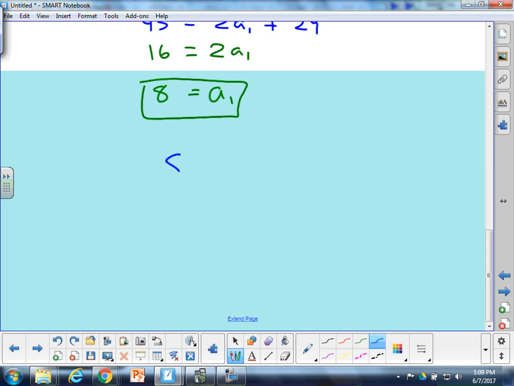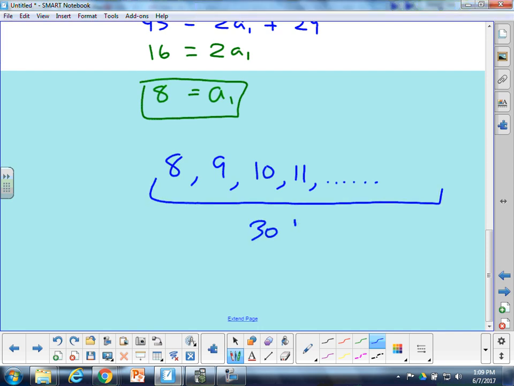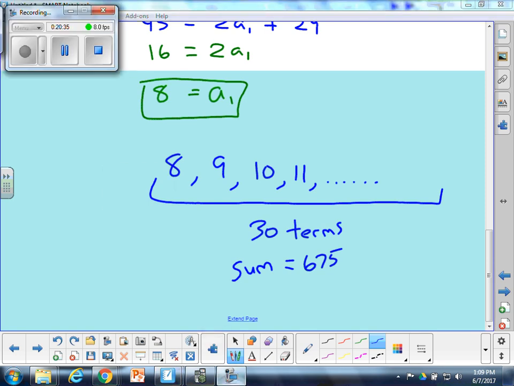Okay, so it's going to be something like 8, then day 2 you'd read 9, then 10. If you did that for 30 days, if you had 30 terms here, the sum would equal 675. So that's kind of what we just found: 8 plus 9 plus 10 plus 11 all the way up. All right.